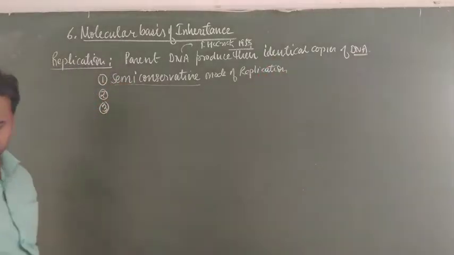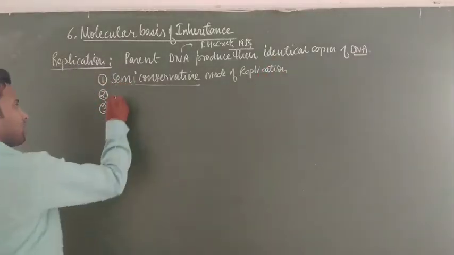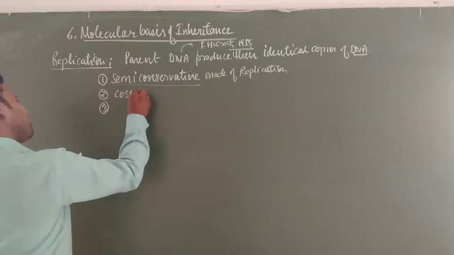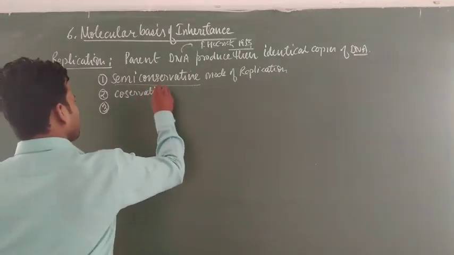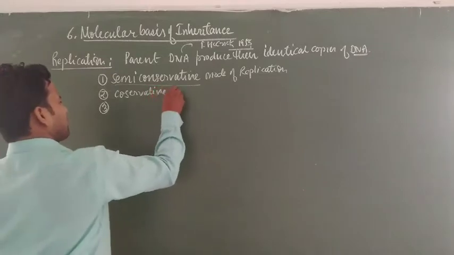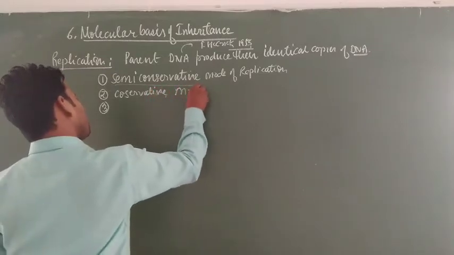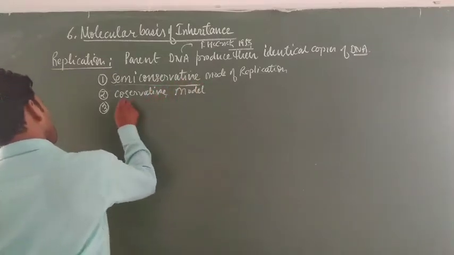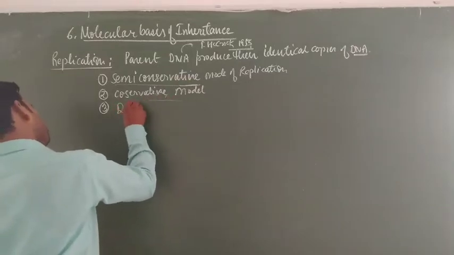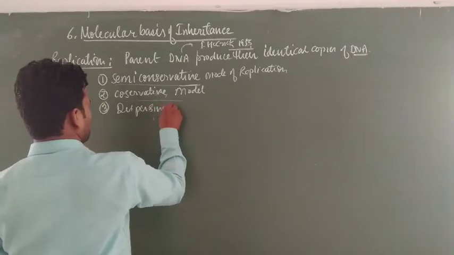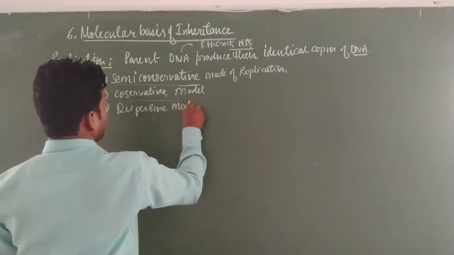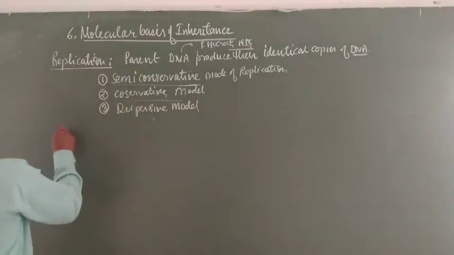Second is the conservative model, and third is the dispersive model. First is the semi-conservative model, second the conservative model, and third is the dispersive model. Now the first one is the semi-conservative model.